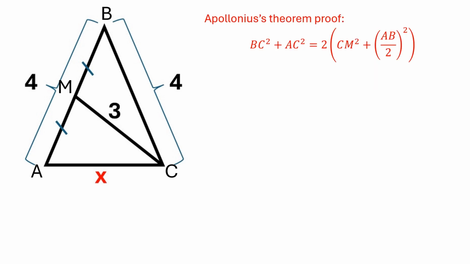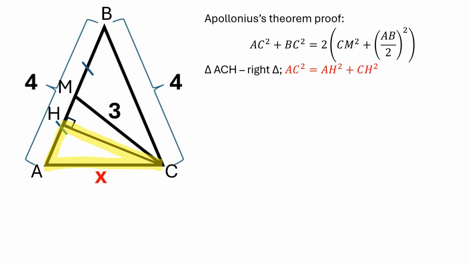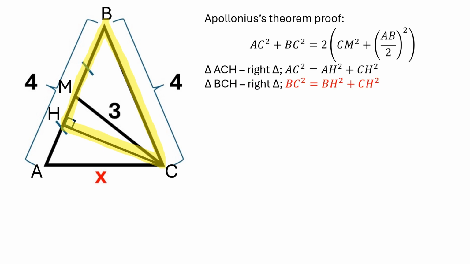Now let's prove the Apollonius theorem. Let's draw the altitude from the point C to the side AB. Triangle ACH is a right triangle. By the Pythagorean theorem, AC squared is equal to AH squared plus CH squared. Triangle BCH is a right triangle. BC squared is equal to BH squared plus CH squared.